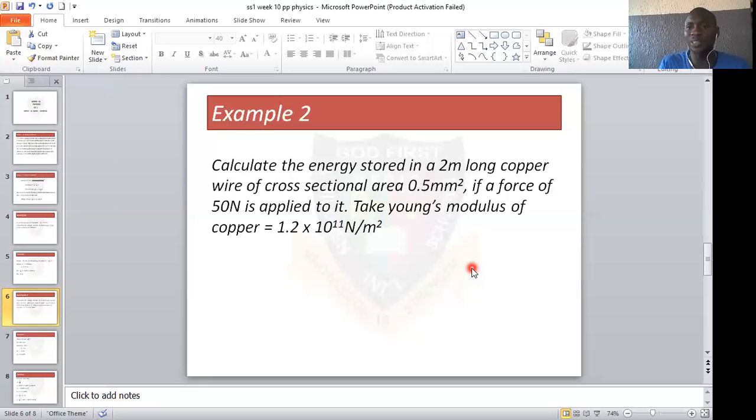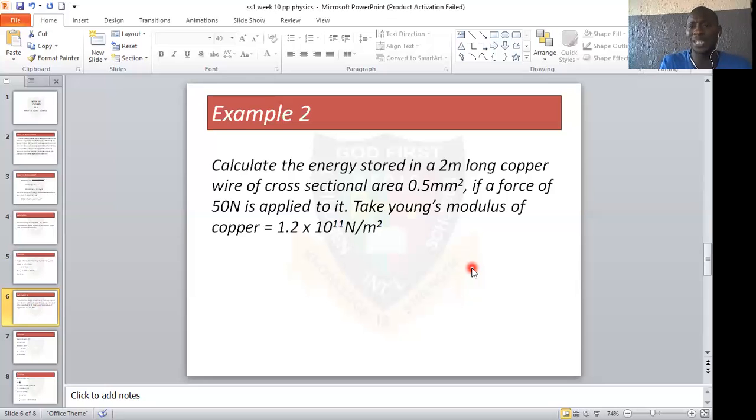What is the formula for energy? You can use 1 over 2 Fe, that is force times extension, or 1 over 2 times the force constant times extension squared. Now looking at this, you are given the force. The force is 50 Newton, and you are not given the extension.